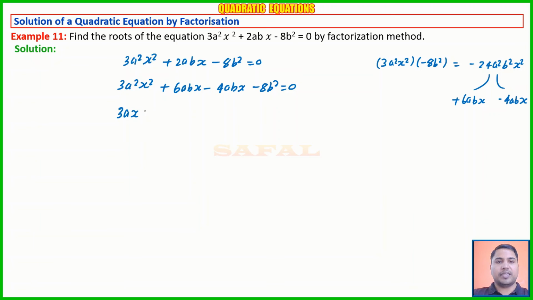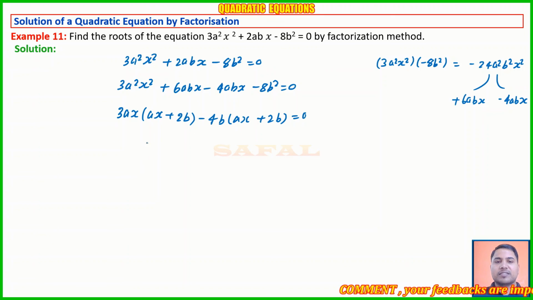3ax I can take common. So from first place I will have simply ax, and here I will have 3 to the 6, so 2b. Okay, so ax plus 2b. From here what I'll take common? So I'll take minus 4 if I'll take common. So what I'll be left with? Minus 4b I can take. So ax and plus 2b. Okay, so minus 4b into ax is minus 4abx, and minus 4b into plus 2b is minus 8b square.